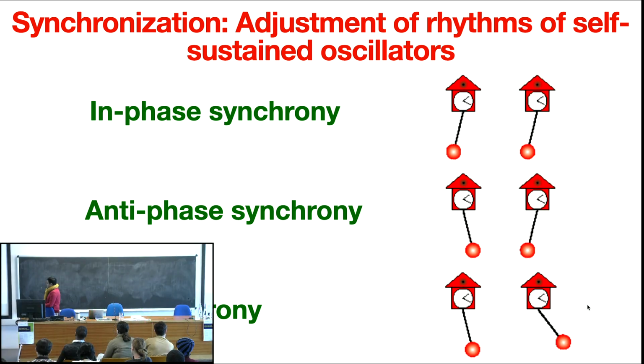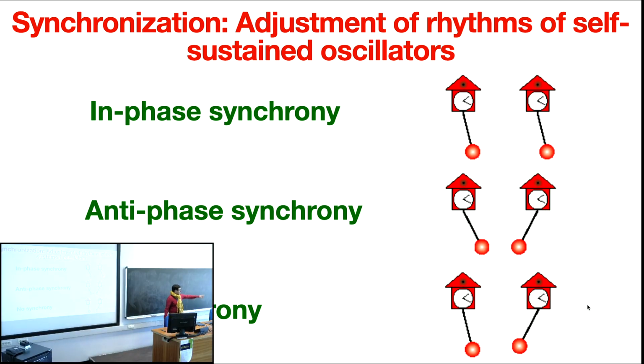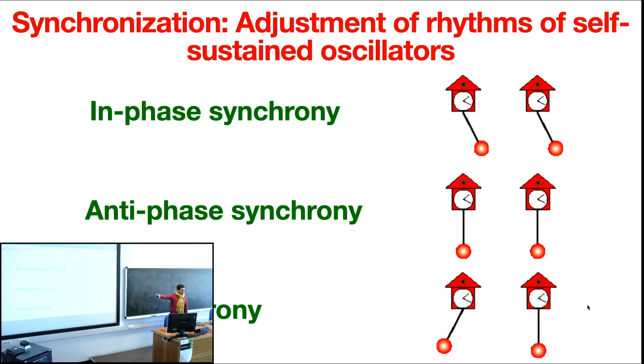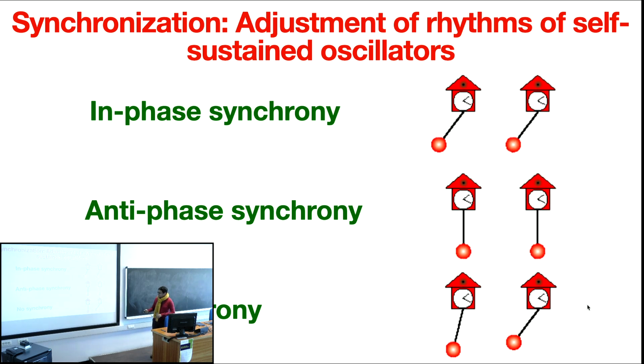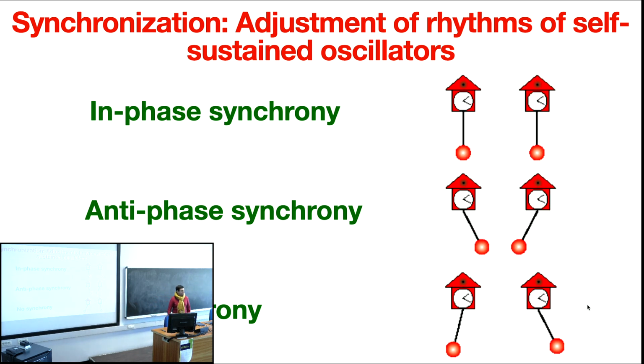And this is what you would call anti-phase synchrony. If one is going to the left, the other one is going to the right. And they are doing it in perfect synchrony. And the last one, of course, would mean that there is no synchrony in the system.